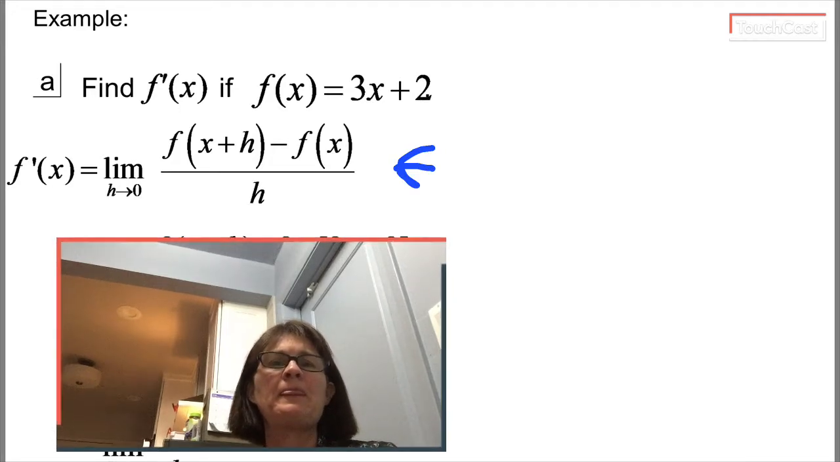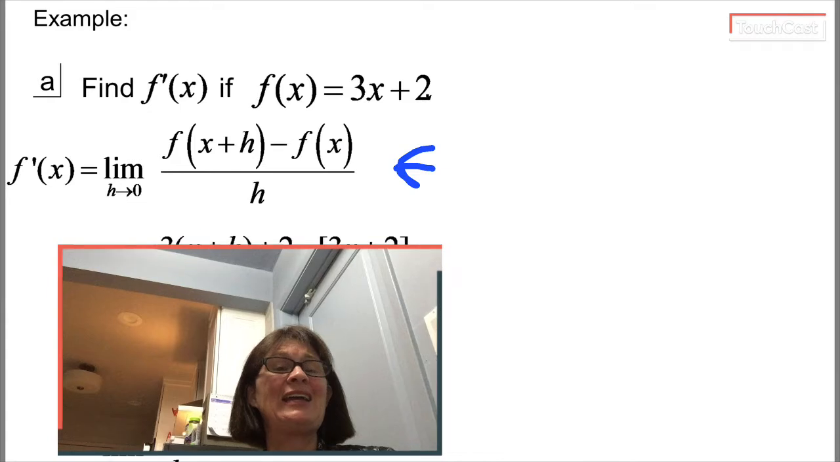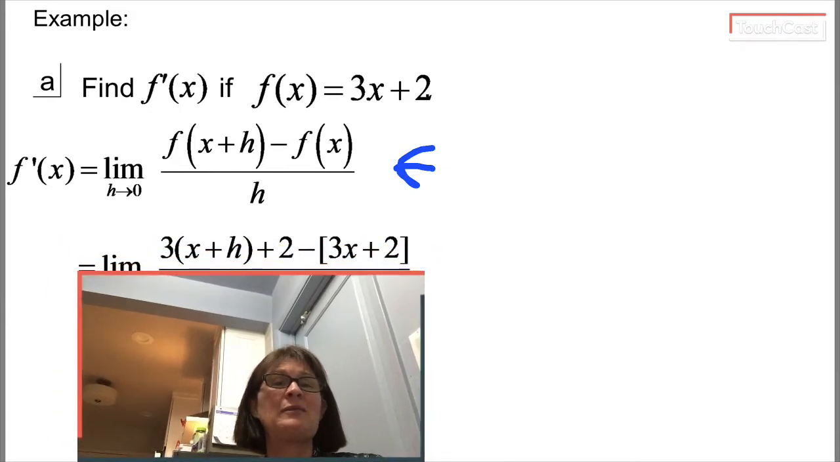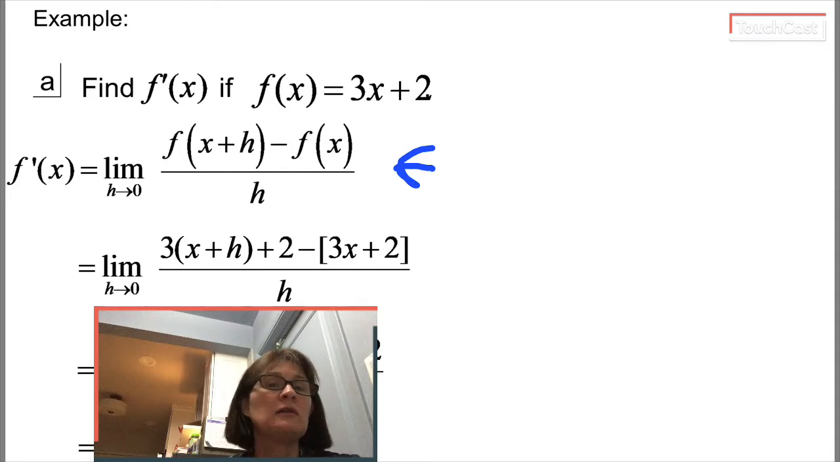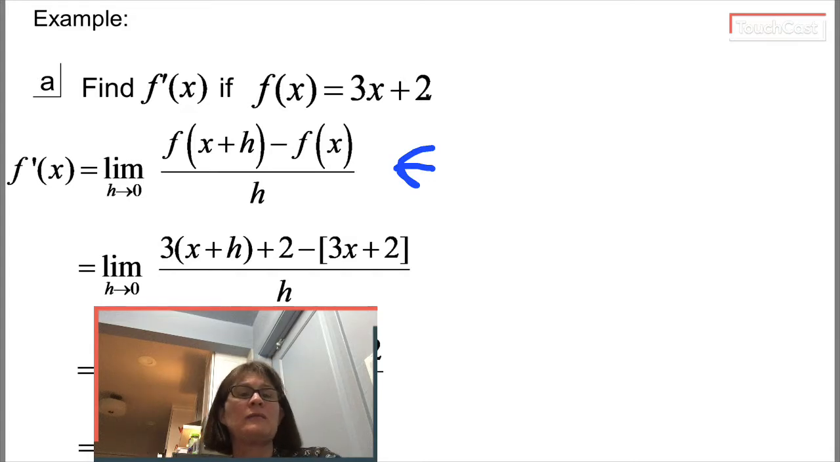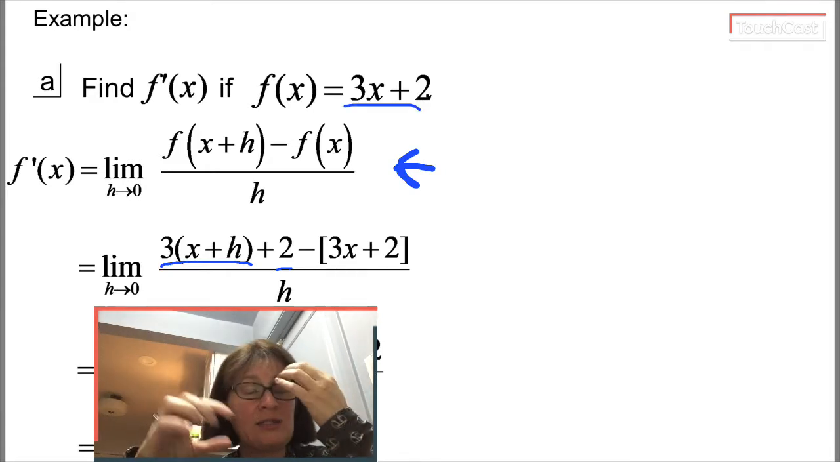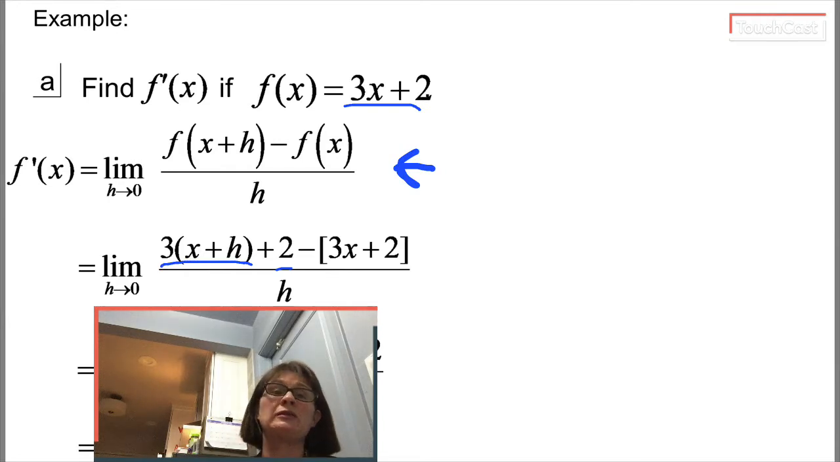So what does that mean? I need to take x plus h and make it the input to the f function. So the f function takes its input and multiplies it by 3 and then adds 2. So that's what I've done here. 3 times the quantity x plus h plus 2. And I'm going to subtract f of x. Well, here's f of x. Notice I've used these square brackets to help me remember that I'm going to need to distribute the subtraction.